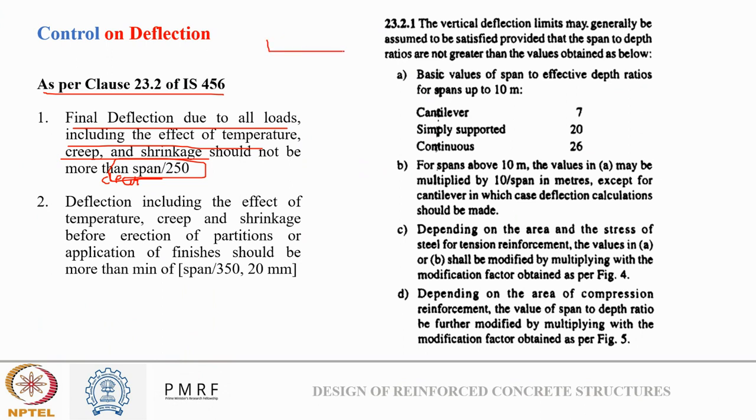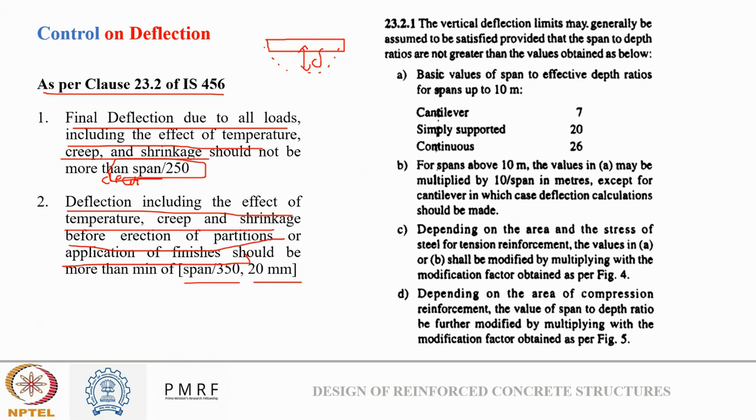So if this is my slab and this is how it is deflecting, then this deflection delta should not be more than span upon 250 under this condition. And in another condition, deflection including the effect of creep, shrinkage, and temperature before erection of partition or application of finishes. If we consider there are no finishes applied on the slab, then the deflection should not be more than the minimum of span upon 350 or 20 mm.